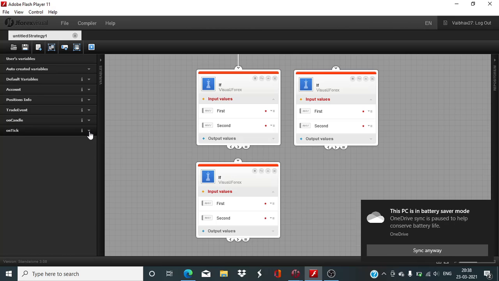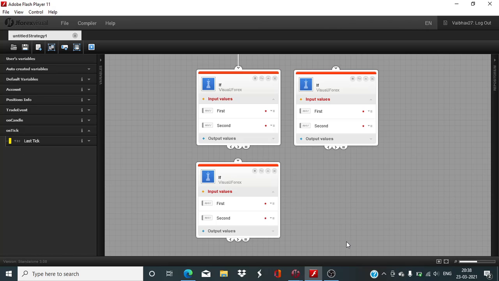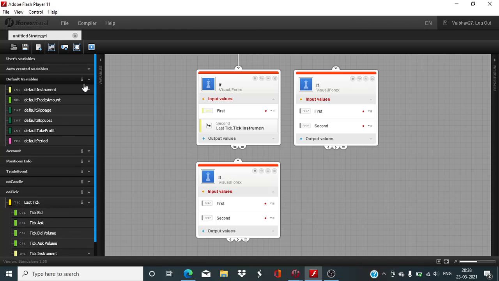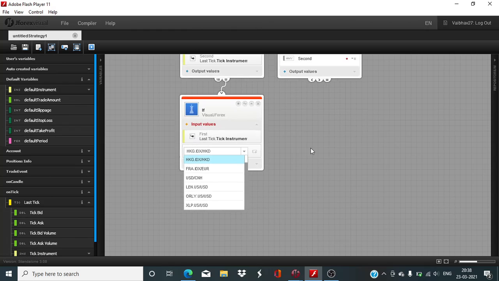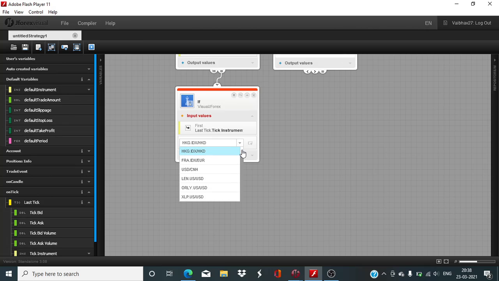On candle, on tick, last tick, and tick instrument. Okay, this should match the default instrument. Again, and tick instrument should go on to match the instrument of our choice, which is going to be Euro USD.